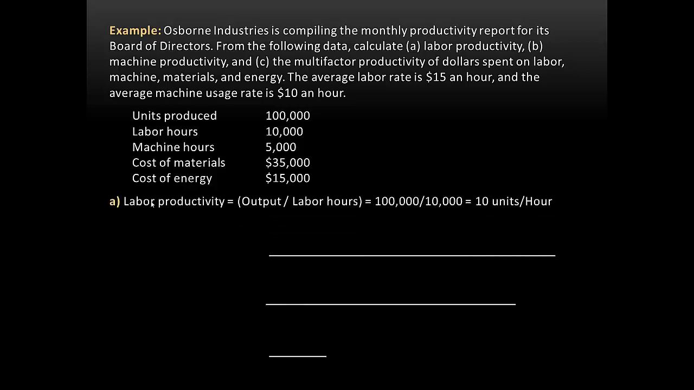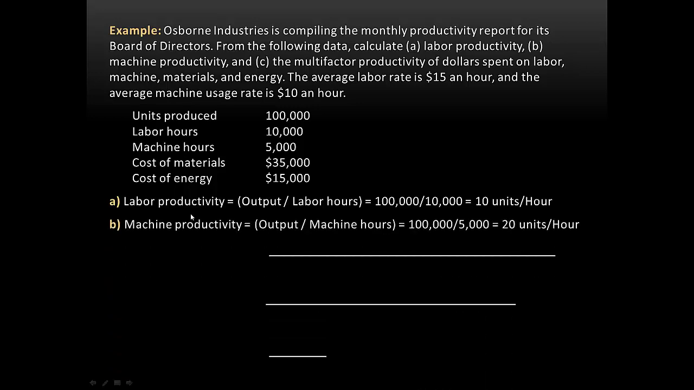Now the first question asks you to calculate labor productivity. Remember the formulas in the previous slide: single factor productivity has output on the top and that single factor at the bottom. Since it's labor productivity, we put output divided by labor hours. Units produced is 100,000 and labor hours is 10,000. So 100,000 divided by 10,000 gives you 10. So you get 10 units per hour. That's your labor productivity.